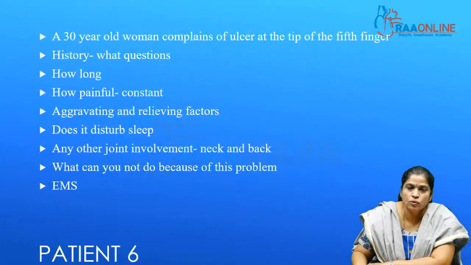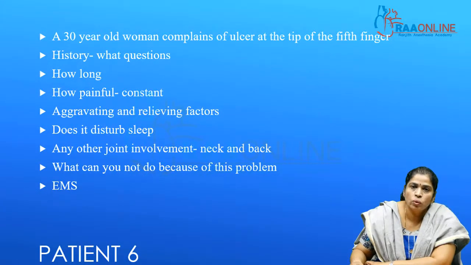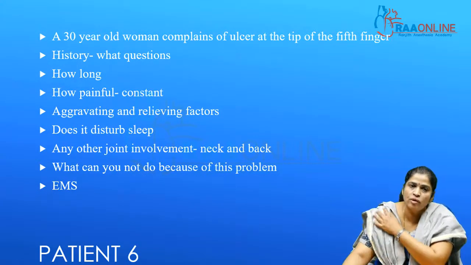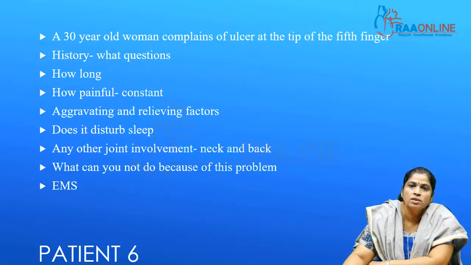This last patient for the session is a 30-year-old woman who complains of an ulcer at the tip of her fifth finger. She's had it for about 6 months, and she says it's quite painful. If the ulcer touches any part, then it hurts, and it's quite a dry ulcer. She's seen different doctors and they've tried antibiotics which haven't helped. She does not remember having any injury, and painkillers help a little but not that much, and the ulcer seems to be constant. It hasn't gone away.